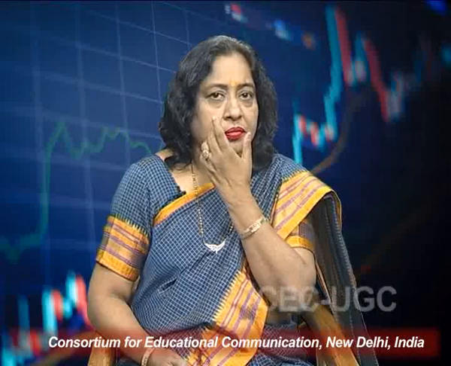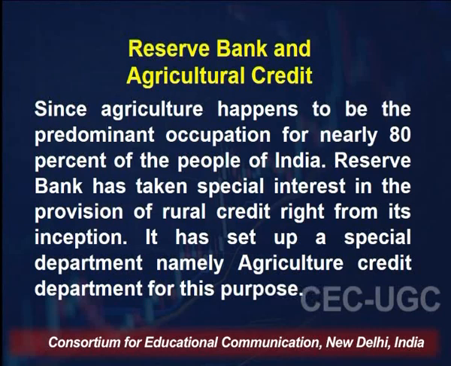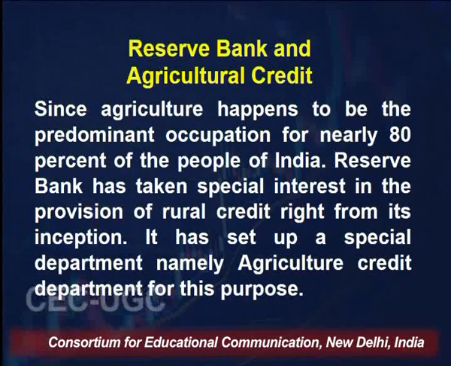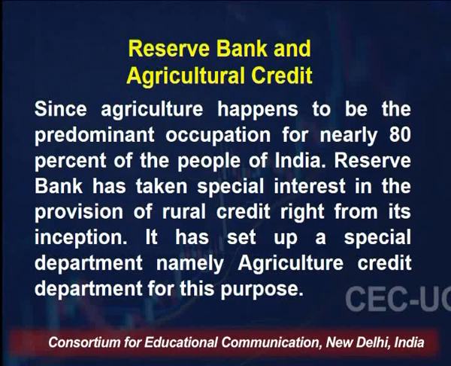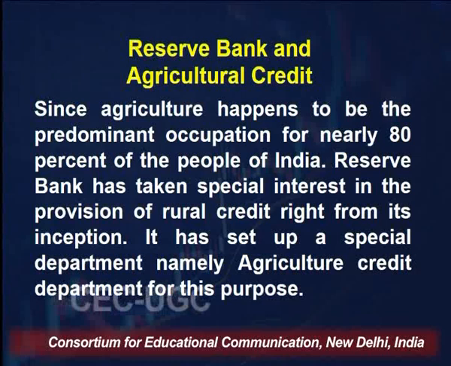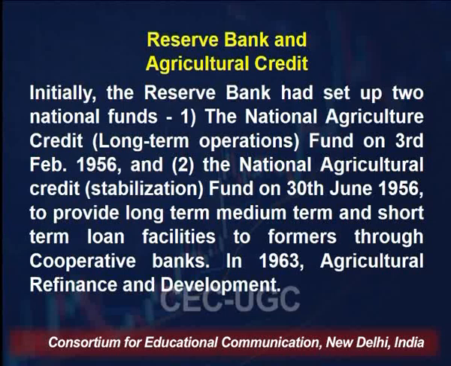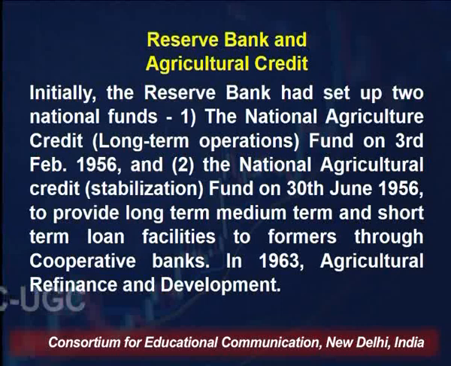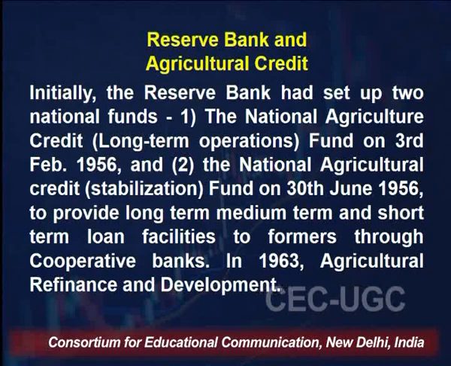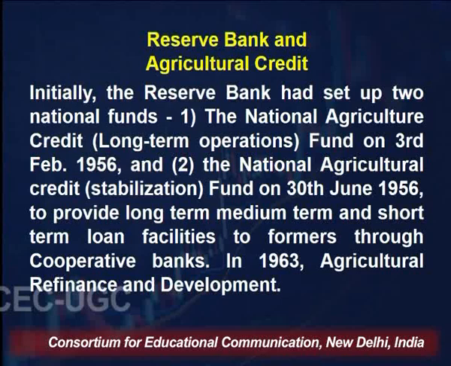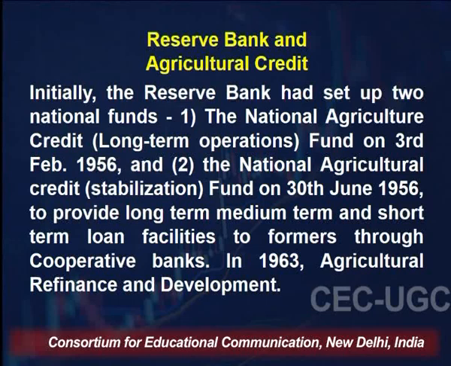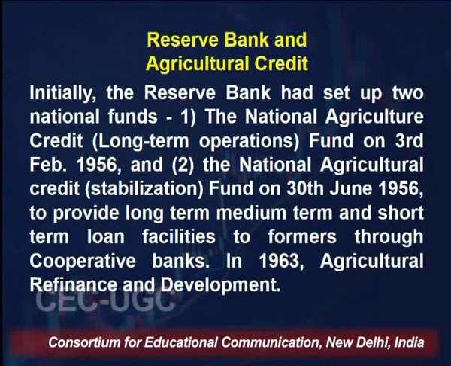Now, if you see how RBI helps agricultural credit, you know that since agriculture happens to be the predominant occupation for nearly 80% of the people in India, the Reserve Bank has taken special interest in the provision of rural credit from its inception. It has set up a special department, namely Agriculture Credit Department, for the purpose of giving loans to the agriculture sector. Initially, the Reserve Bank of India had set up two national funds. First was the National Agricultural Credit (Long-term Operations) Fund, on 3rd Feb 1956. Then second was the National Agricultural Credit Fund on 30th June 1956, to provide long-term, medium-term and short-term loan finance facilities to farmers through cooperative banks.